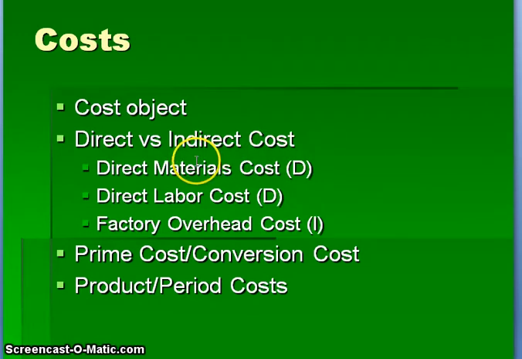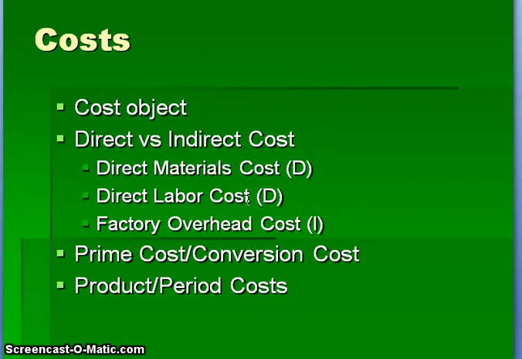Prime costs are the main costs that you would have in relation to building the product. So prime costs are actually direct materials and direct labor, and you look at the two of those together. They're the prime costs of building whatever product you're making. Conversion costs are direct labor costs and factory overhead costs together. So yes, direct labor goes into both of these items.